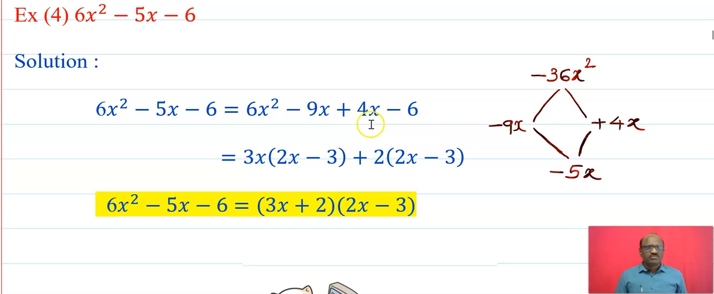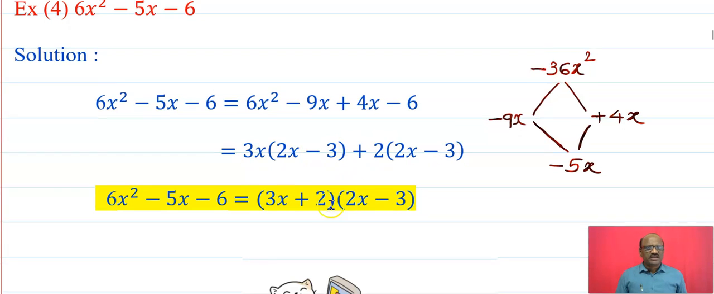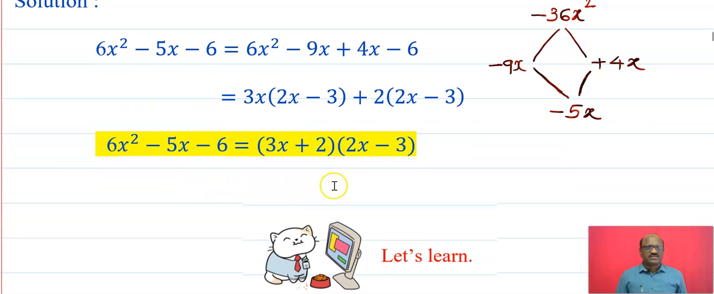Now the common from these 4x - 6. Now 4 can be written as 2 into x, and 6 can be written as -3 into 2. Take the 2 as common, then in bracket you will get 2x - 3. Now take the 2x - 3 as common, then in bracket you will get 3x + 2, and in this way we have the factors like this.